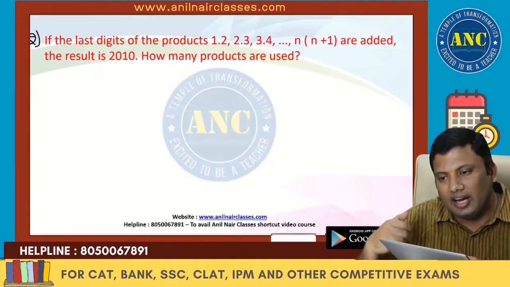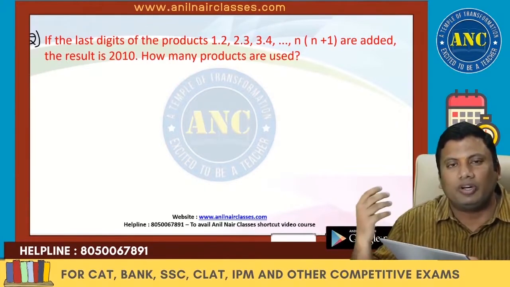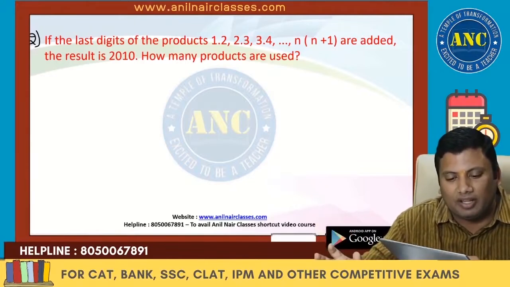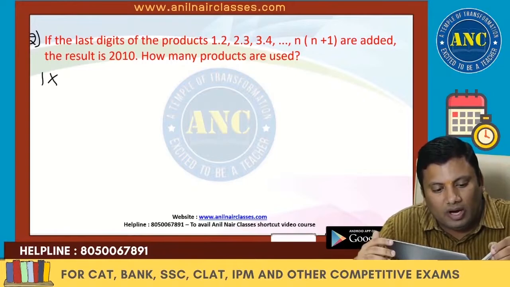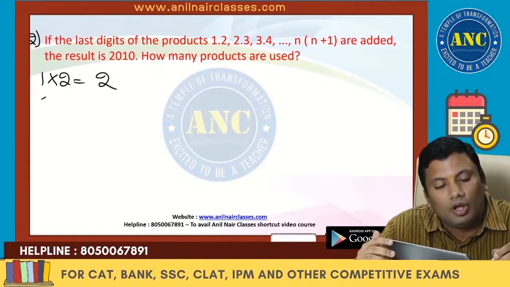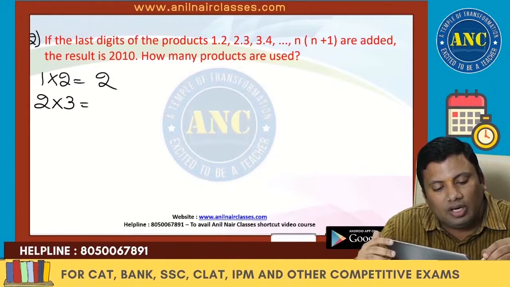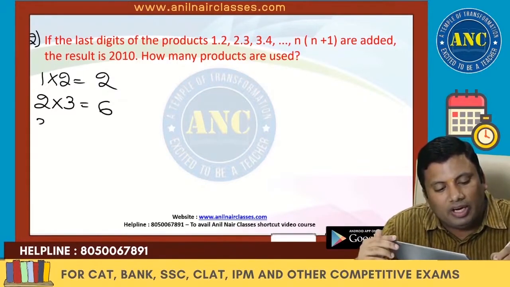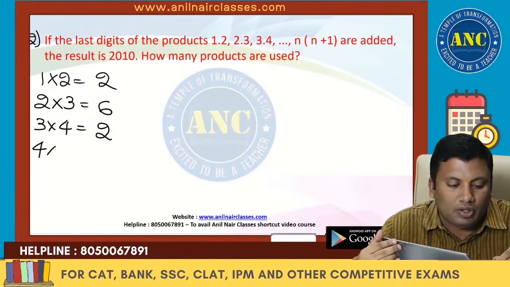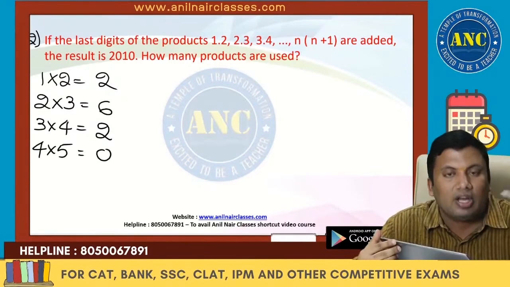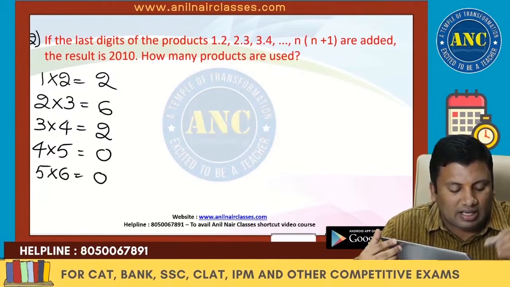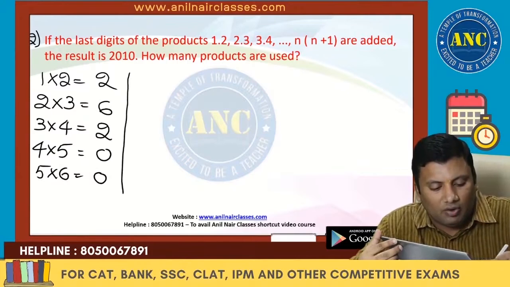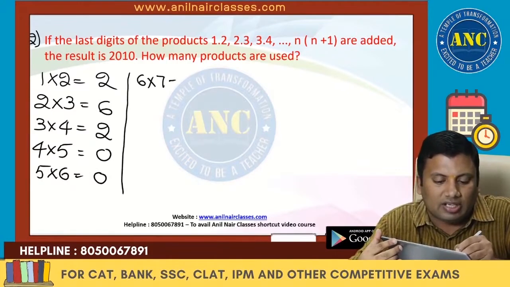This question is neither only the unit digit nor the counting problem. It is a combination of all the problems. If the last digit of the product: 1 into 2 is 2. 2 into 3 is 6. Last digit only we require, which is the unit digit. 3 into 4 is 12, which is 2. 4 into 5 is 20, unit digit 0. 5 into 6 is 30, again 0.